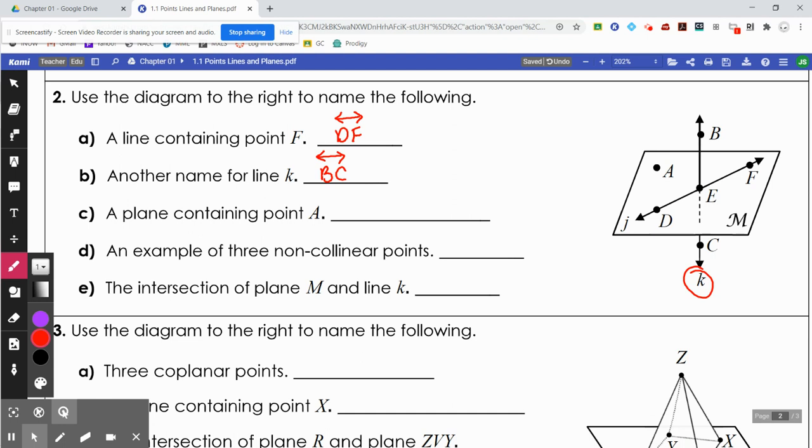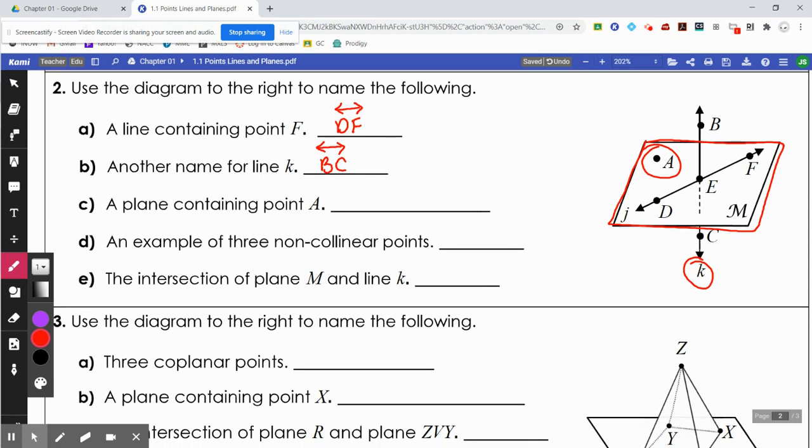A plane containing point A, and here's point A. So there's only one plane that we can see here. So again, 3 non-collinear points. So you cannot name this plane DEF because those 3 points are collinear. So DAE, DAF, EAF, or plane M. Any of those would be fine because that cursive letter in the corner would also work.